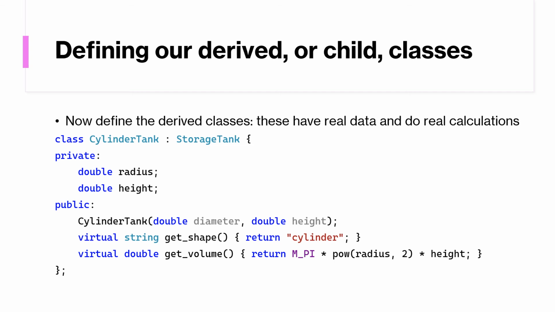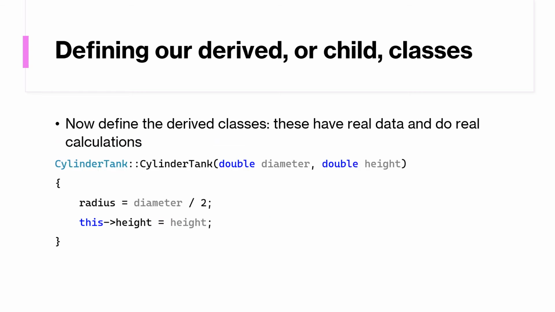We also have a cylinder tank, which has this time a radius and a height. And we've got a get shape and a get volume here as well. And then cylinder tank has a more complicated constructor than the other one, so we've got it defined as a separate function sitting here.